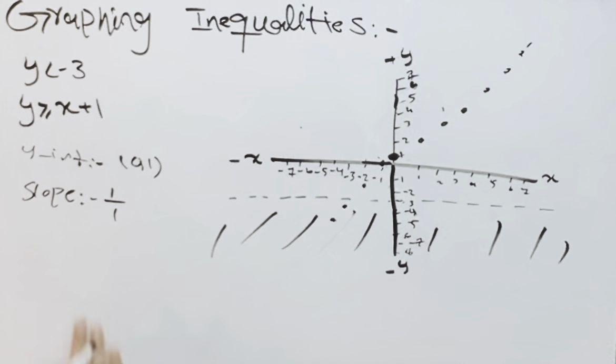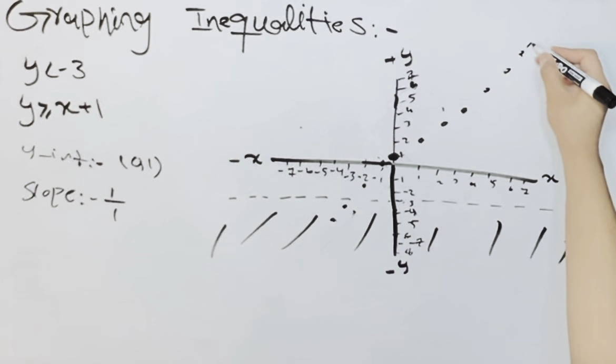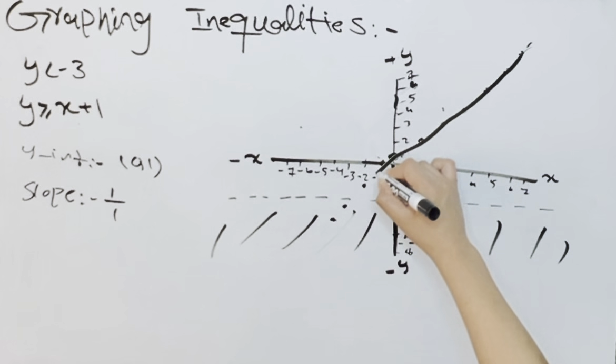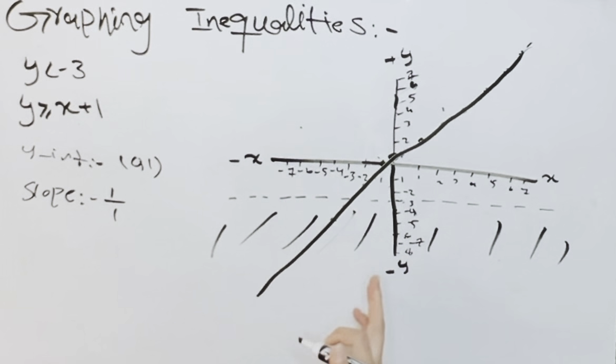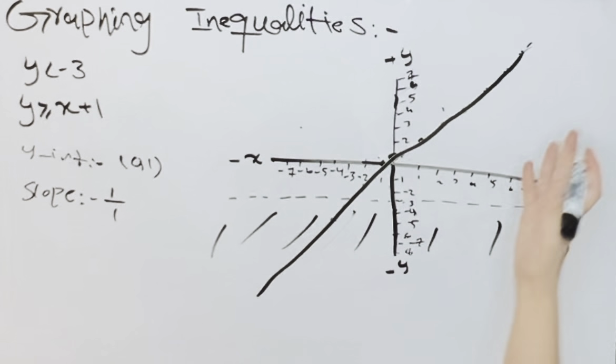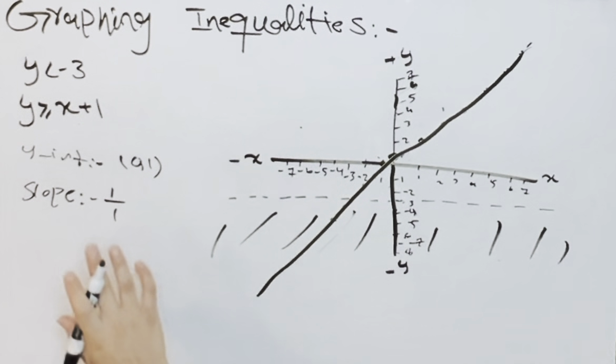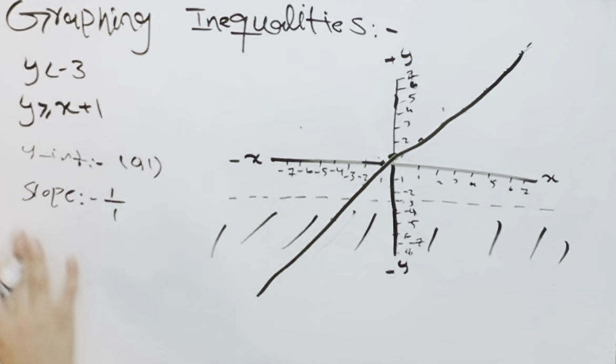Now, because there's an equal sign, we have to connect all of them with a solid line. And if we connect all of them with a solid line, we know that this one is going to go to positive infinity, and this one to negative infinity. Now, let's look at our equation. What does it tell us? It tells us that y values are bigger than or equal to x plus 1, which means the side that I'm going to shade in is the side where my y values are bigger than the whole equation.